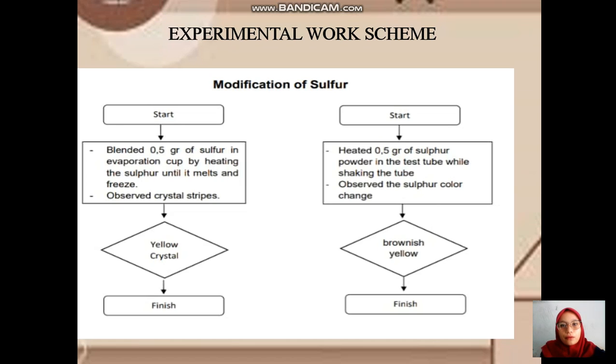In the experimental scheme for the modification of sulfur, first, heat 0.5 gram of sulfur in an evaporating cup until it melts and freezes. Observe the crystal structure; the resulting color is yellow crystal. Second, heat 0.5 gram of sulfur powder in a test tube while shaking the tube. Observe the sulfur color change; the resulting color is brownish yellow.